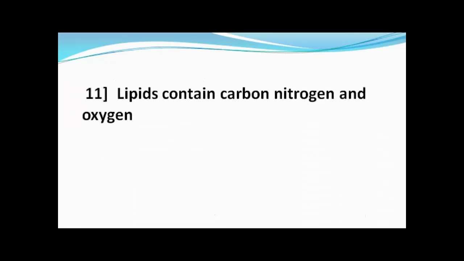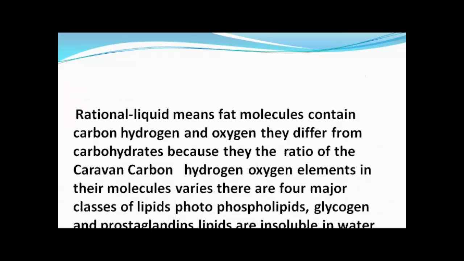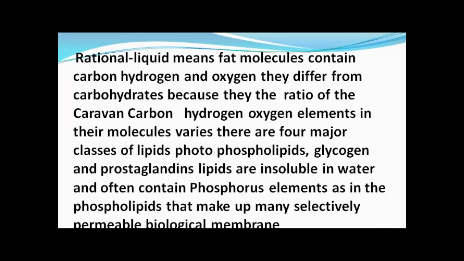Next question is, lipids contain carbon, nitrogen, and oxygen. Answer is false. Rationale is, lipids, meaning fat molecules, contain carbon, hydrogen, and oxygen. They differ from carbohydrates because the ratio of the carbon, hydrogen, and oxygen elements in their molecules varies.